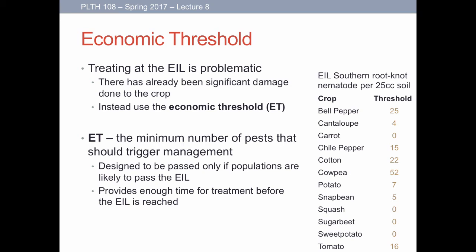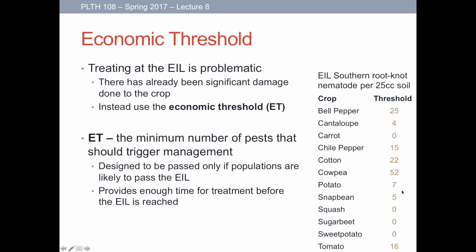For example, these are the southern root knot nematode economic thresholds per 25 cubic centimeters of soil. As you can see, these economic thresholds can vary quite considerably. On the high end, cowpea is fairly resistant. You can have up to 52 nematodes per 25 cubic centimeters, whereas some of the root crops, such as carrots or sweet potatoes, are down at zero, which kind of makes sense. If you've got a pest that directly attacks roots, you're going to be most concerned if the part of the plant you're harvesting is the roots. You're going to be much more willing to forgive nematodes in something where you harvest the part above ground than the part below. Although potatoes seem to be doing okay. They're maybe a little bit more tolerant.